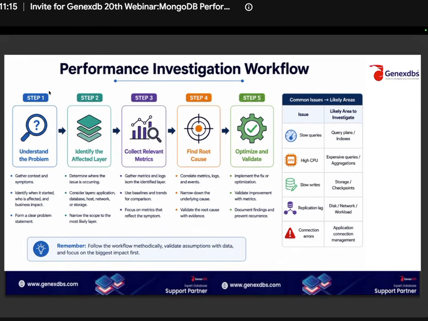Then in step four, finding the root cause. Here in this step, we have to correlate the metrics and logs and identify the root cause behind this issue. And then we have to validate that root cause with the evidence. Next, in step five, we optimize and validate. We have to implement the fix by applying different optimization techniques or strategies, and validate the improvement with accurate data.